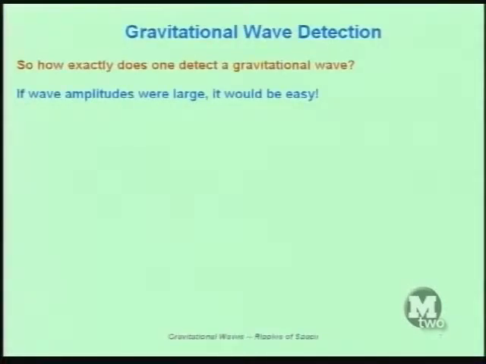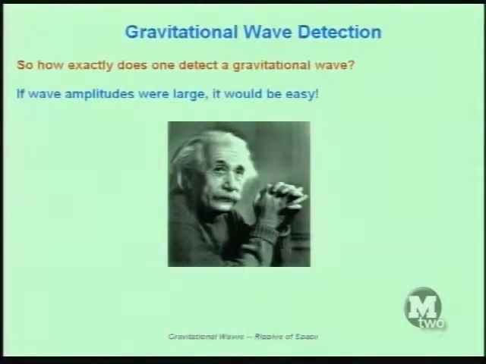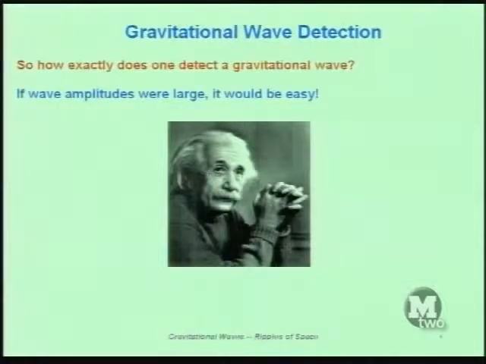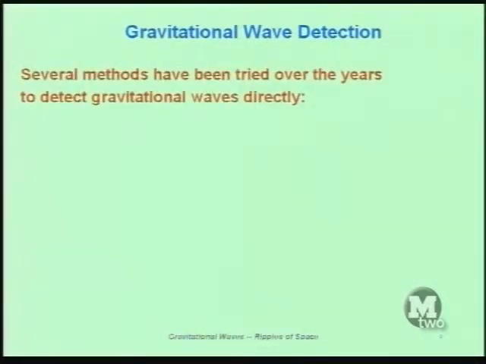If the wave amplitudes were large, it would actually be easy. It would look something like this. Well, okay, maybe I should have gotten a graduate student to do this for me, but anyway, animation leaves something to be desired. But the problem is that we don't expect distortions of that scale. We expect distortions of the scale of 10 to the minus 21. So the question is, how in the world can we possibly measure something like that?